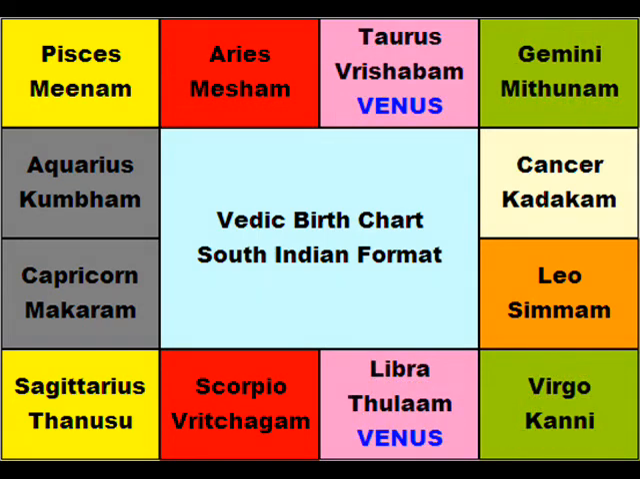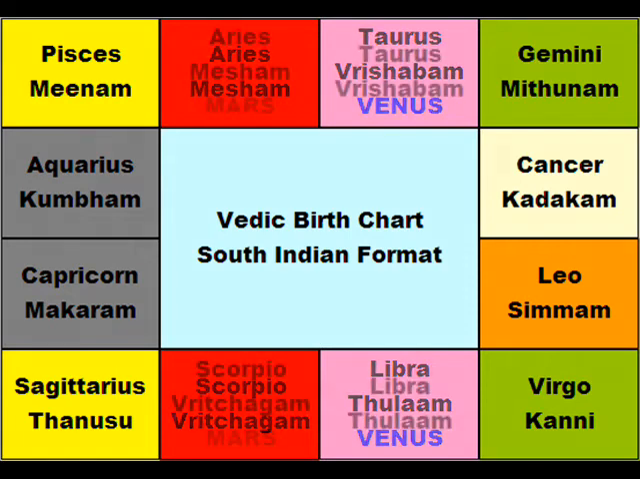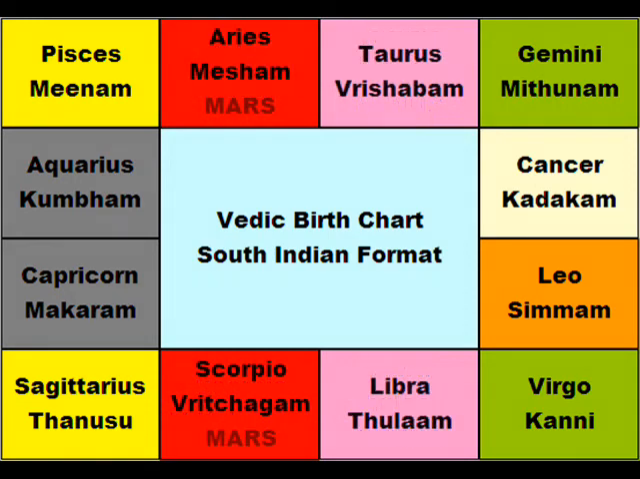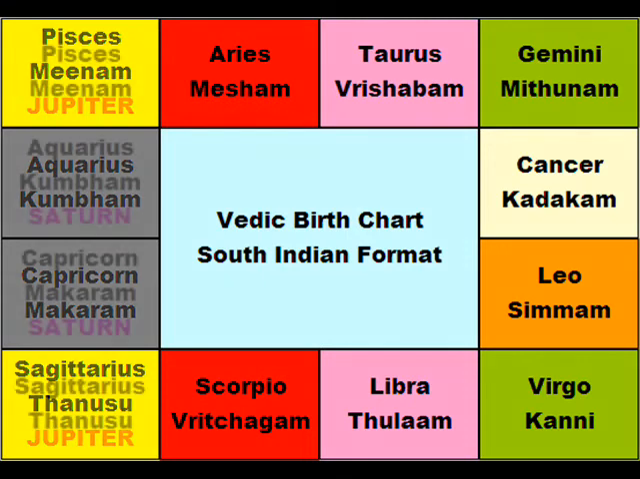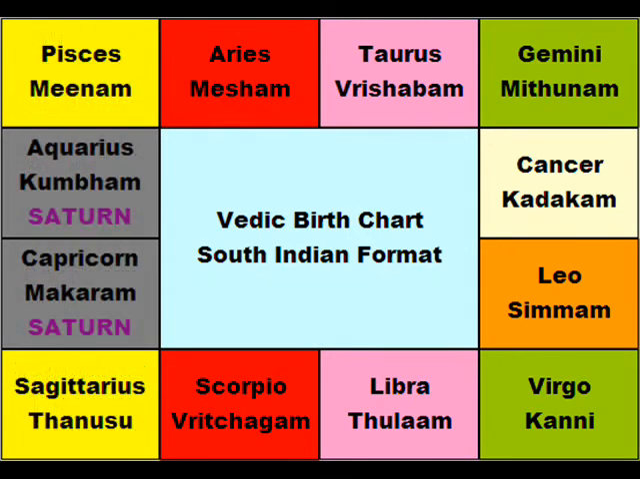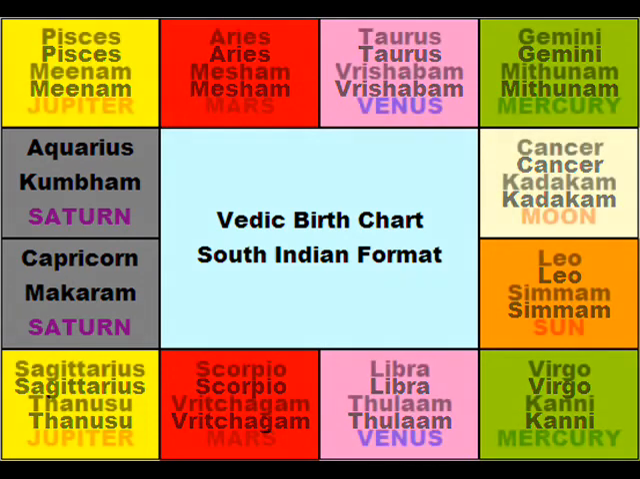Venus rules over Taurus and Libra. Pink is one of the colors of Venus. Then Mars rules over Aries and Scorpio. Next, Jupiter rules over Pisces and Sagittarius. And finally, Saturn rules over Capricorn and Aquarius. Black is Saturn's color.